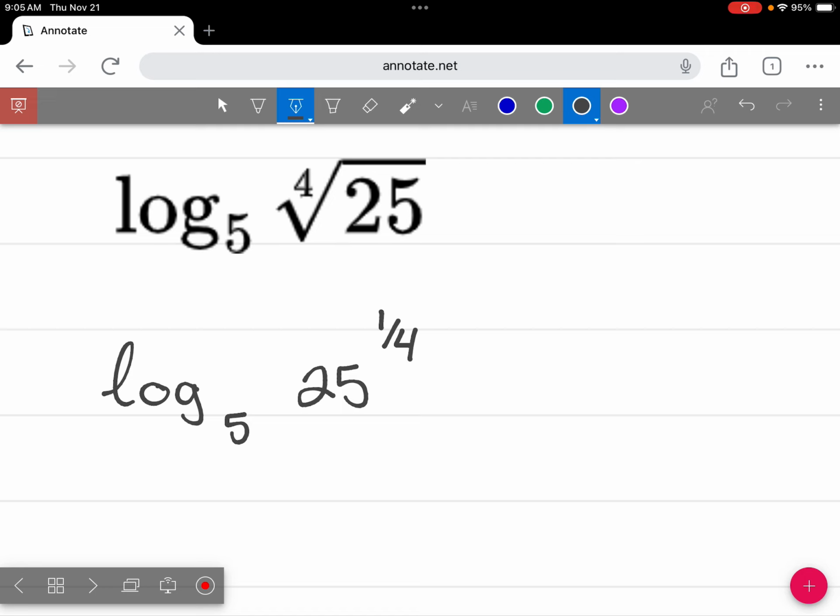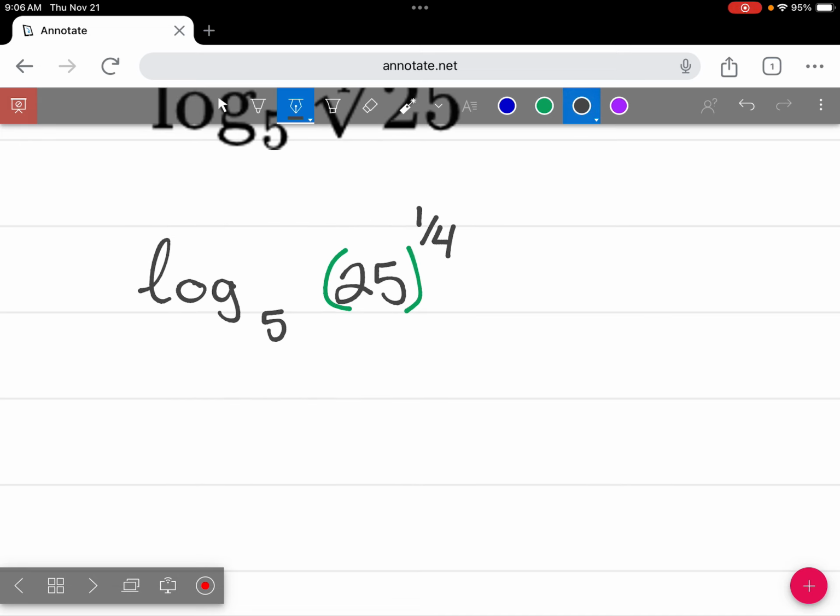And from here, I see a couple of different pathways through simplifying. We could either use our power property to pull the 1/4 down in front, or we could rewrite our argument so that it's got the same base to cancel out there. I think the easiest option would be to rewrite this with the same base. Because how would I write 25 with a base of 5? Log base 5 of 5 squared to the power of 1/4.